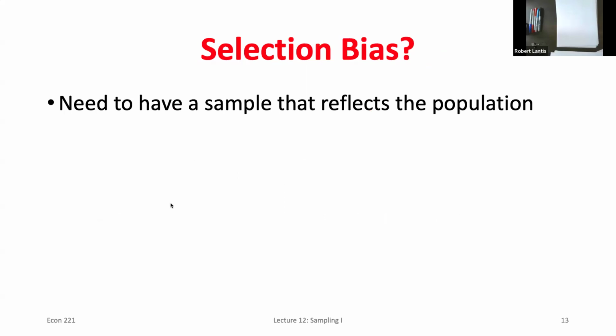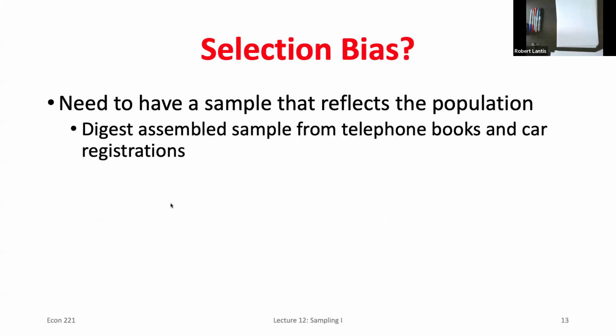So in the context of this example, we need to make sure that the Literary Digest sample reflects the population. Well, the problem is, how did they obtain the names to send these 10 million surveys to?